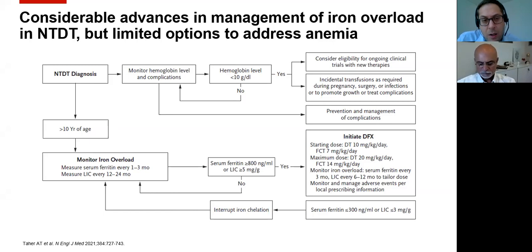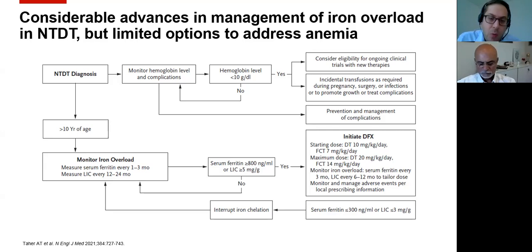So this is, let's say, the algorithm for management, the guide for management that we put in the recent New England review. And you see that when we look at the lower part of the figure, the iron overload story seems a little bit more established now as to when and how we should treat patients, while the anemia, I will go into that shortly.